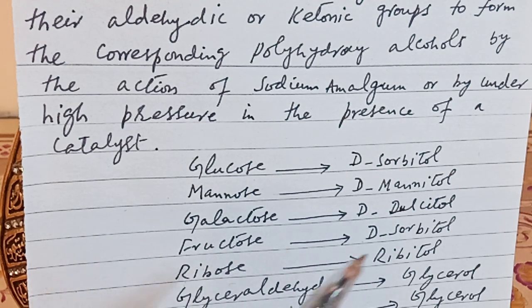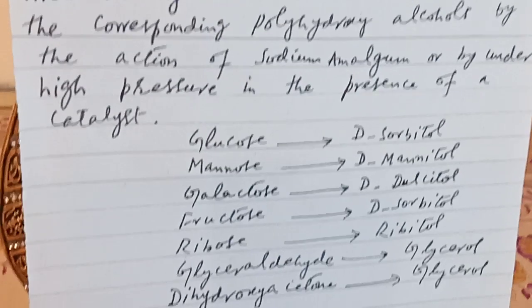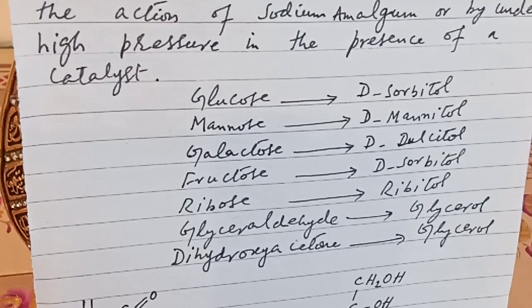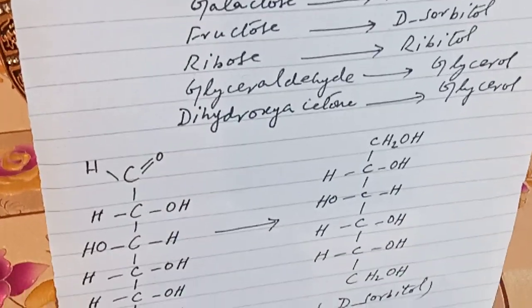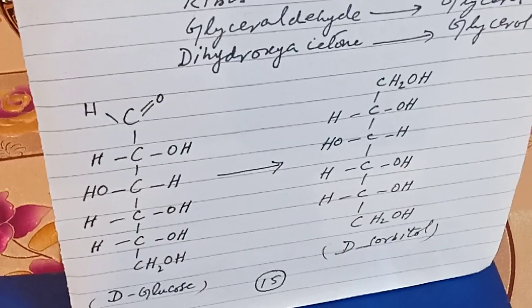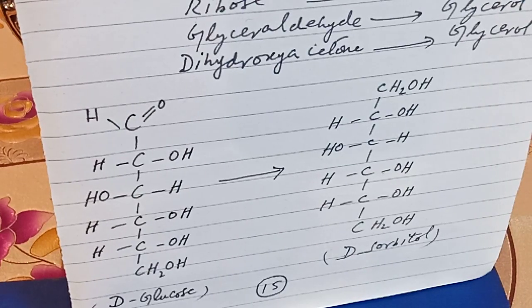Fructose is also converted into D-sorbitol. Okay? And also ribose is converted into ribitol sugar. Glyceraldehyde is converted into its glycerol structure. Dihydroxyacetone is converted into its glycerol structure, glycerol sugar. So here, understand this reaction by explaining.